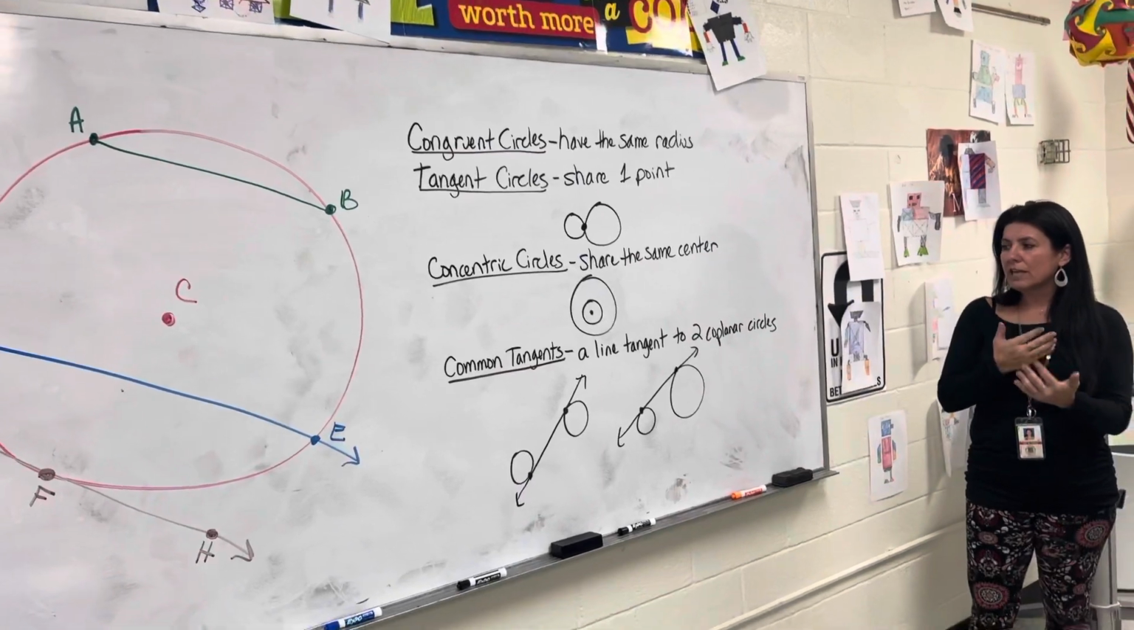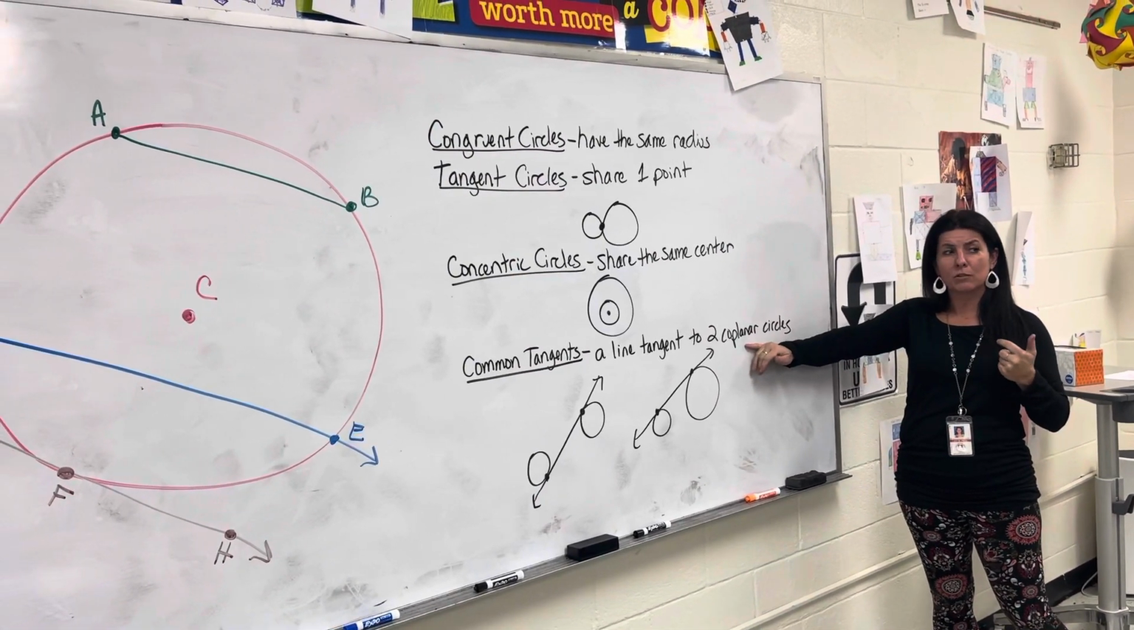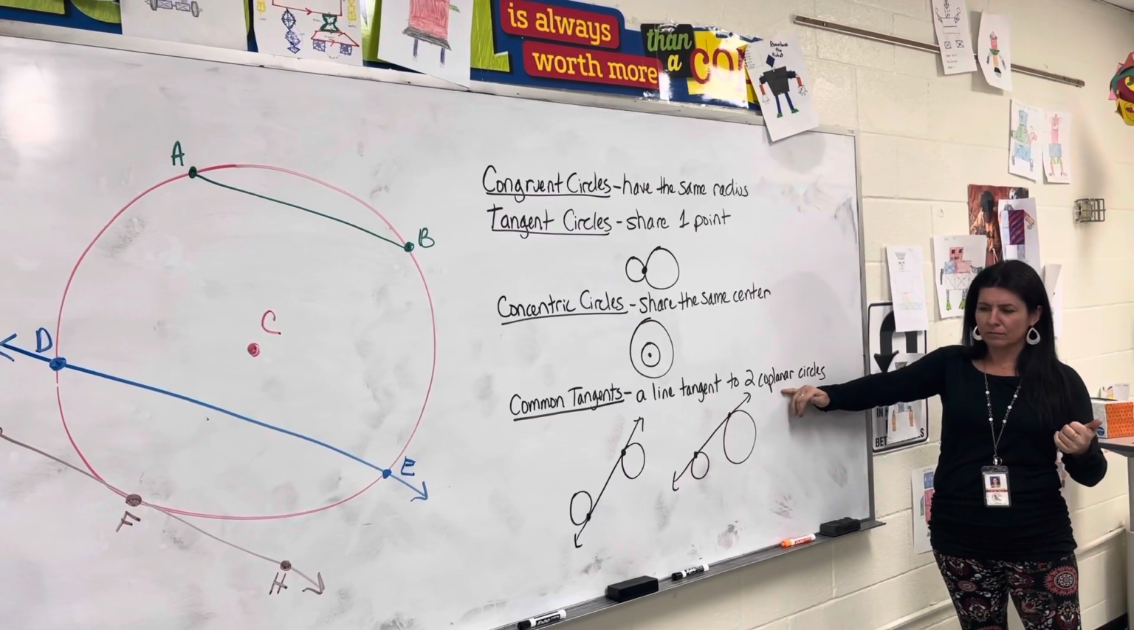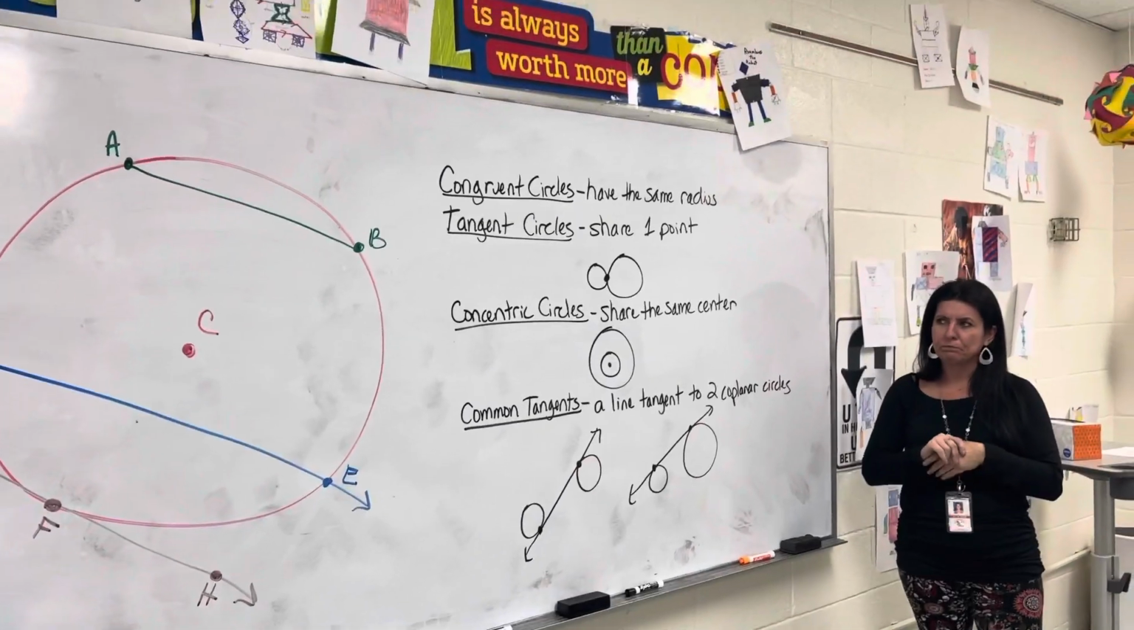So if it's tangent to 2 coplanar circles, and what does coplanar mean? Does anybody remember that from chapter 1? What's coplanar? On the same plane. It's on the same plane, good. So 2 circles that are on the same plane can have a line that's tangent to them. So we have 2 new theorems. This is one new theorem.